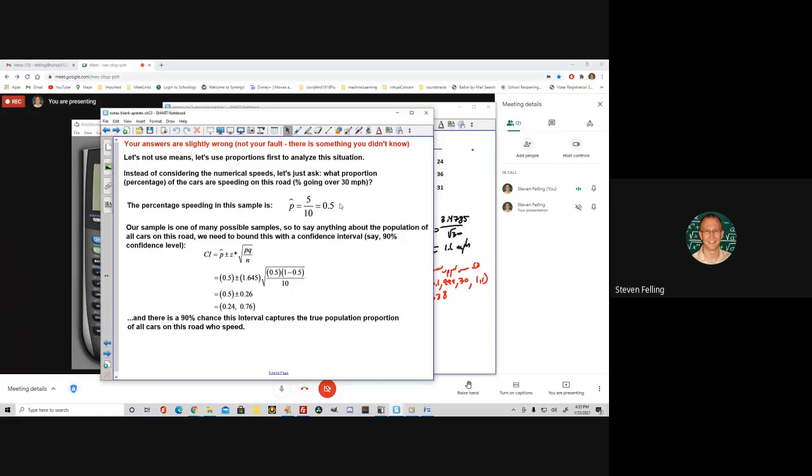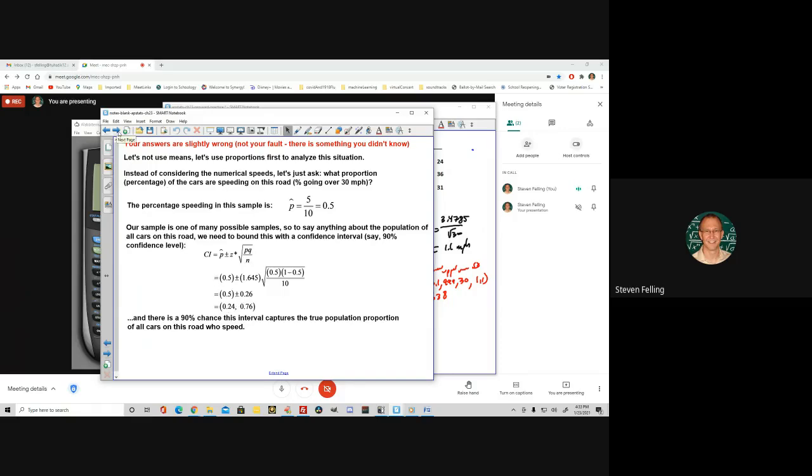So if we wanted to, we could do a confidence interval for that using the unit 6 technique. So 0.5 plus or minus the 90% z-star value times the square root of 0.5 times 0.5 over the sample size. And that would give us that the real value is somewhere between 24% and 76% of the cars are speeding. We're 90% sure that somewhere between 24% and 76% of the cars are speeding, right?